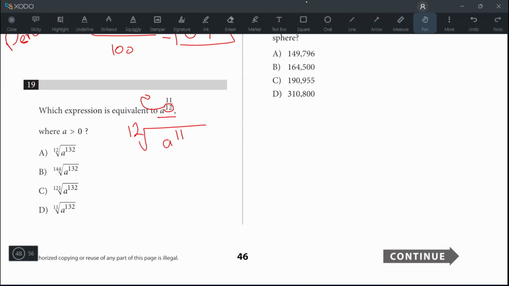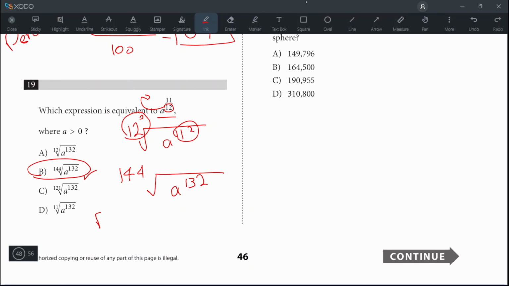However, if we have a look at our choices, we will not see the answer. And that's because he powered every value here by 2. If we power 12 by 2, we will have 144. And if we power 11 by 2, we will have 132. So the answer for this question is choice B. And this is an exponents question.